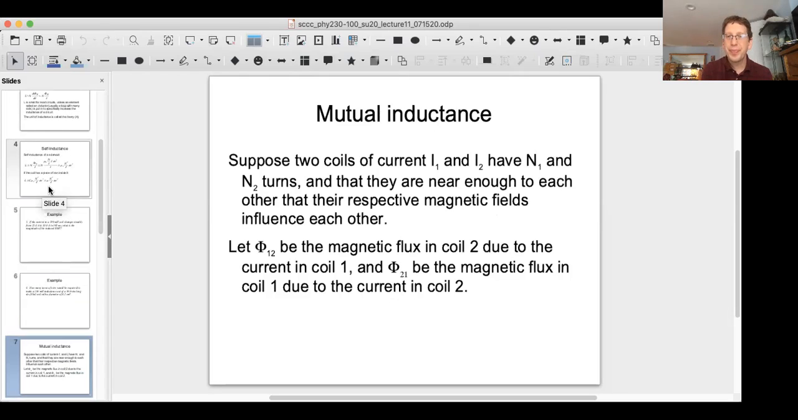So you have two coils of current I1 and I2, and they have N1 and N2 turns. They're near enough to each other that the respective magnetic fields influence each other. And there are only a couple of cases where you can talk about this simply using mathematics.